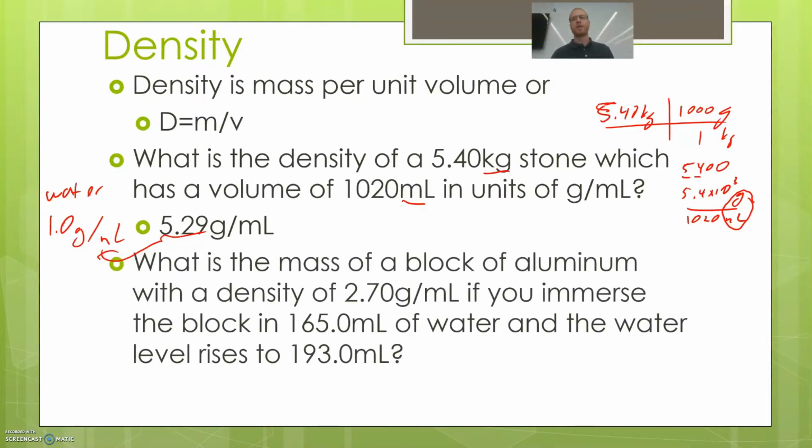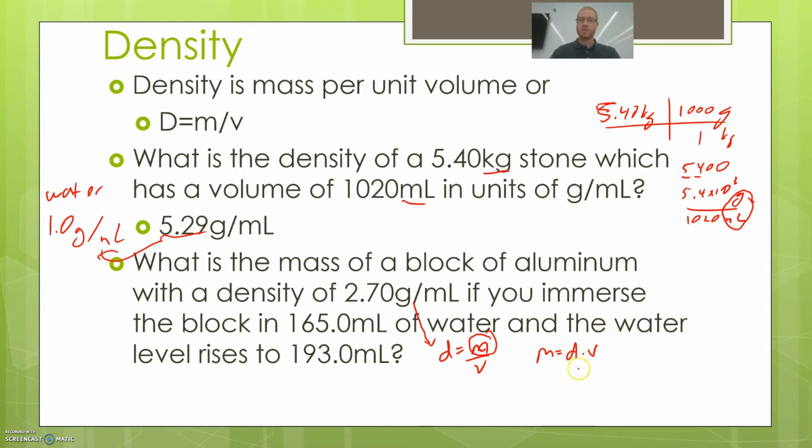Okay, so what's the mass of a block of aluminum with a density of 2.70 grams per milliliter if you immerse the block in 165 milliliters of water and the water level rises to 193 milliliters? Okay, so density equals mass over volume. All right. Now, here I have the density, right? What am I trying to find? I'm trying to find the mass. So let's rewrite this equation and say that mass equals density times volume.